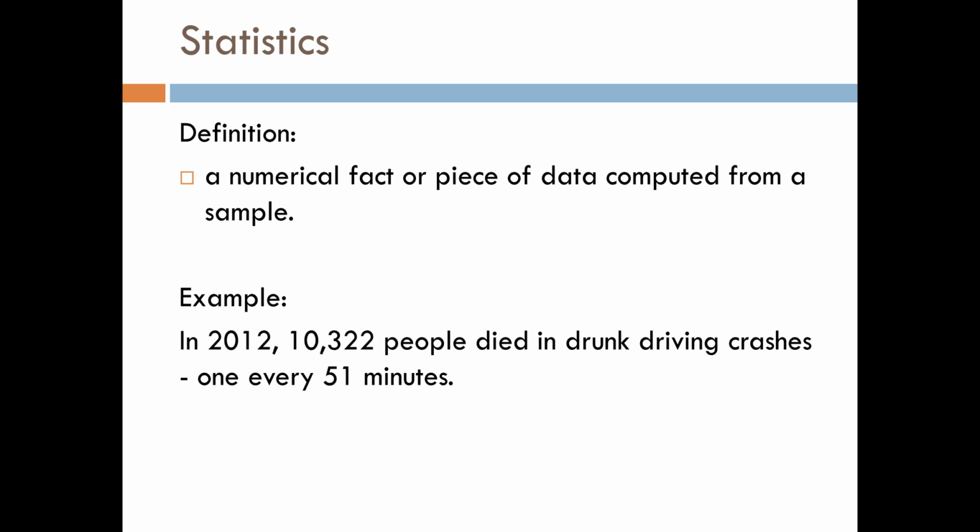The fact that this happened in 2012, that's just a year. Now, a year is a numerical piece of information, but the year itself isn't from a sample. It's just a year. So be careful not to just identify every number you see as a stat. The over 10,000 people and the 1 in every 51 minutes, those are stats that are derived from a particular sample.